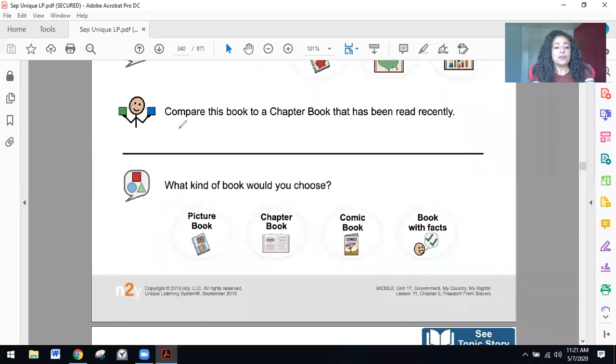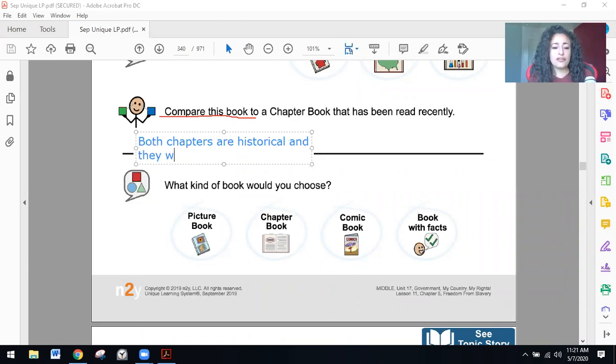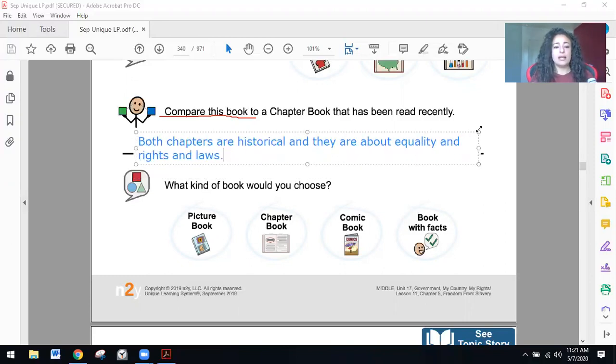And for these questions, we have compare this chapter book with another one, okay? So let's compare it to the one before, which was, remember, chapter 4, the Bill of Rights, I believe. So we can say both chapters are historical because they're both about history, right? And they are about equality and rights and laws. You guys agree that the previous chapter was also similar? It talked about equality and rights and laws, okay? So both chapters are historical, meaning they already passed. It's history, but it's real, okay? And they are about equality and rights and laws, okay?